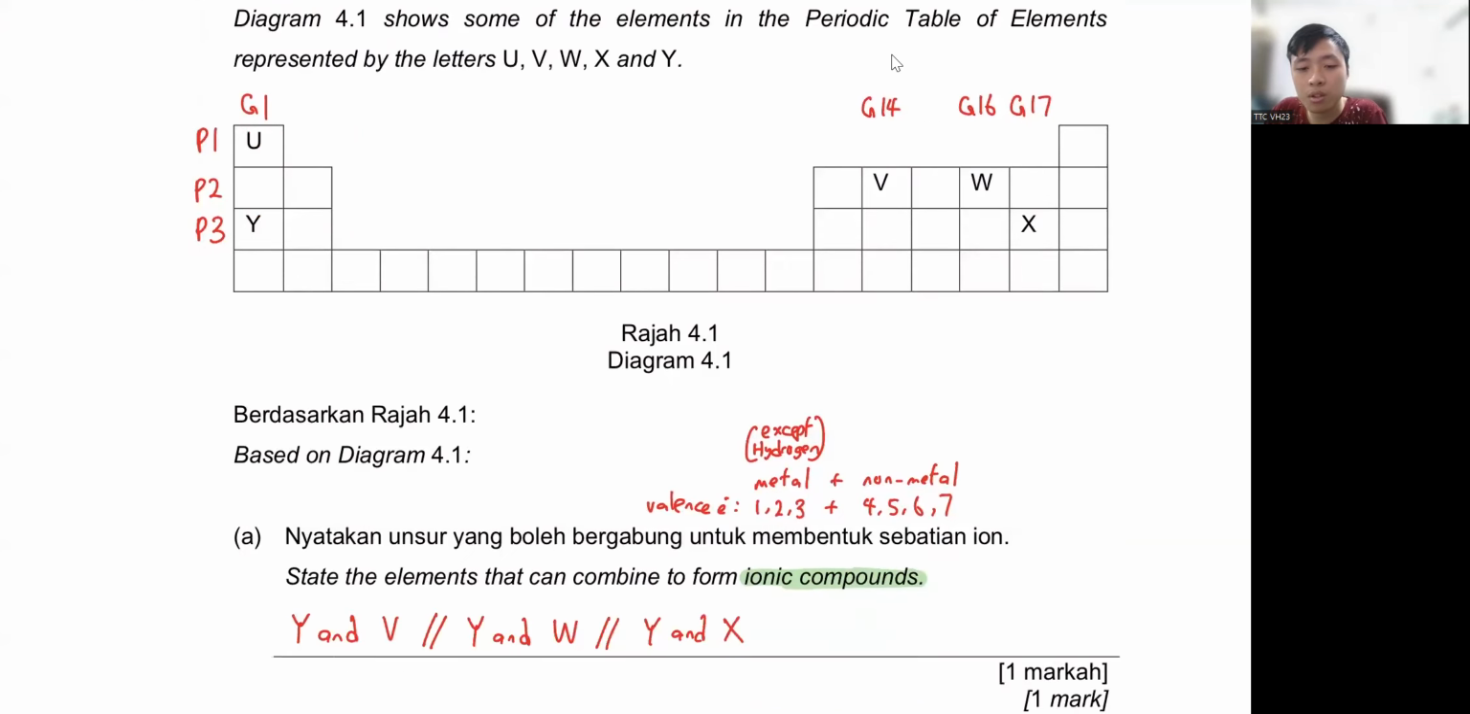So why can it react with all the non-metals, with V, with W, with X also can. So the answer can be, yeah. In the exam you just write one, enough. This one is the suggestion. Whether you write this or this or this, also correct. It can be 3 answers, these 3 answers are accepted. But don't write 3 in the exam. Just write 1.